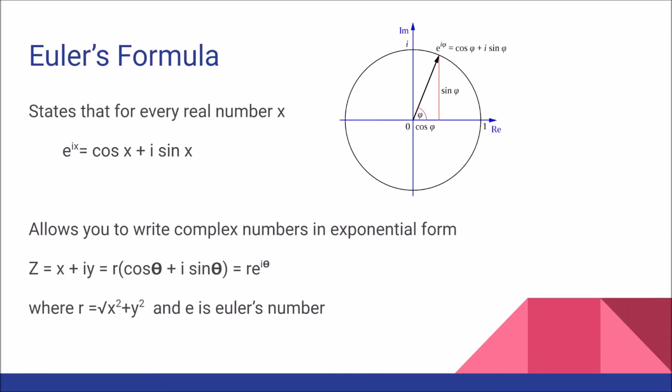Euler's formula states that for every real number x, e to the ix is equal to cosine x plus i sine x. It allows you to write complex numbers in exponential form. z is equal to x plus iy, which is equal to r cosine theta plus i r sine theta, which is equal to r times e to the i theta, where r is equal to the square root of x squared plus y squared, and e is Euler's number.